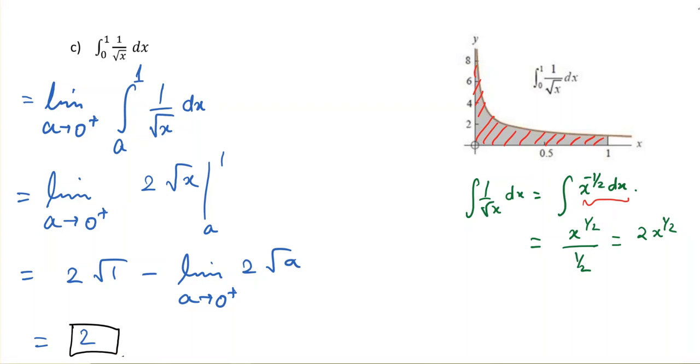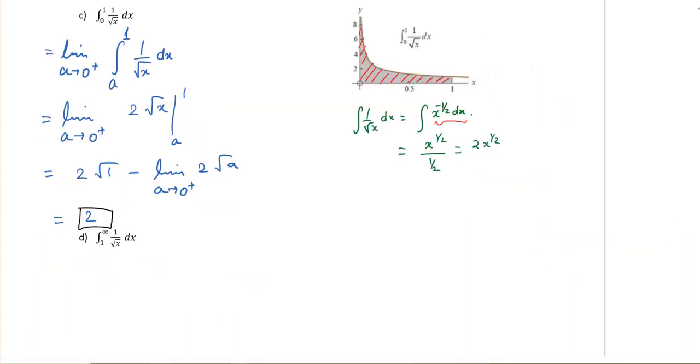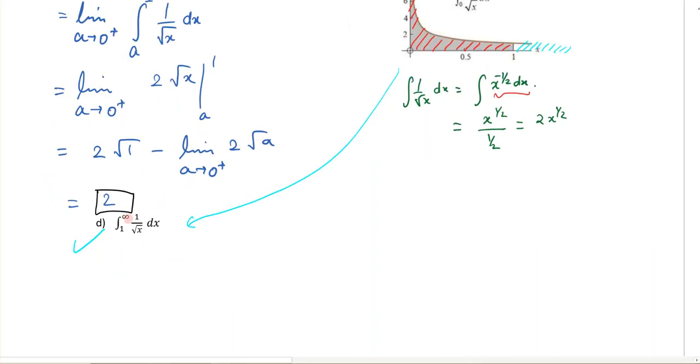So in this case, we got a finite answer in the end for our integral. Let's see what happens to this integral if we consider the limits from 1 to infinity. Here the upper limit is infinity, so it's an improper integral. So we write limit b approaches positive infinity, 1 to b, 1 over square root of x dx.